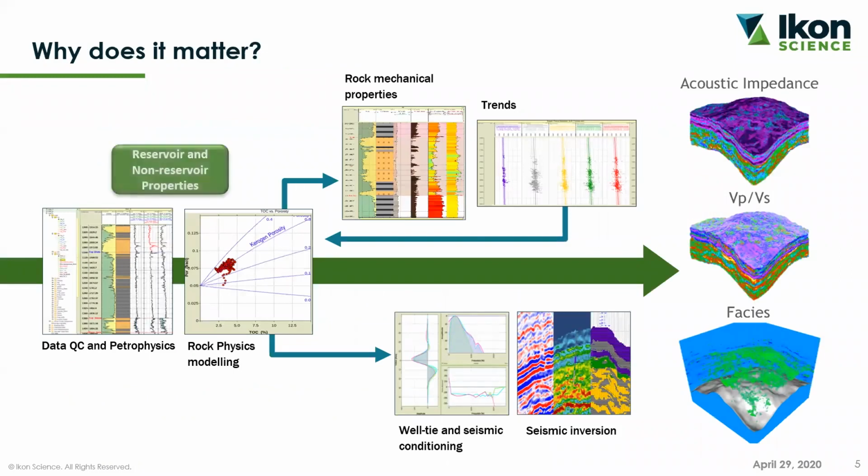So why does this matter? Well, the petrophysics and data QC section is the first step in any workflow that goes through rock physics modeling, rock mechanical properties, trend analysis, well ties, seismic conditioning, seismic conversion, and so on. If you get this bit wrong, the impact will be seen in all of those things. So you need to make sure you get this done as correctly as you possibly can. Otherwise, you can lead to issues down the line.